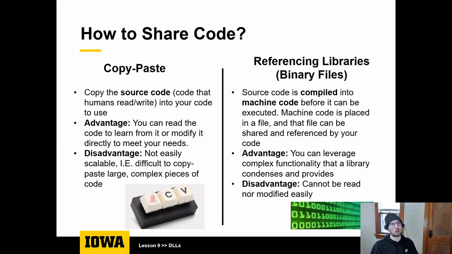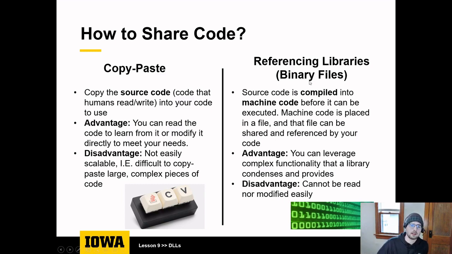So if you want to leverage some really complex functionality in your code, it will become increasingly difficult to copy and paste all the code that makes up this complex functionality. So we need to do something else to handle this. So what we can do is reference libraries or binary files in our code to leverage that functionality.